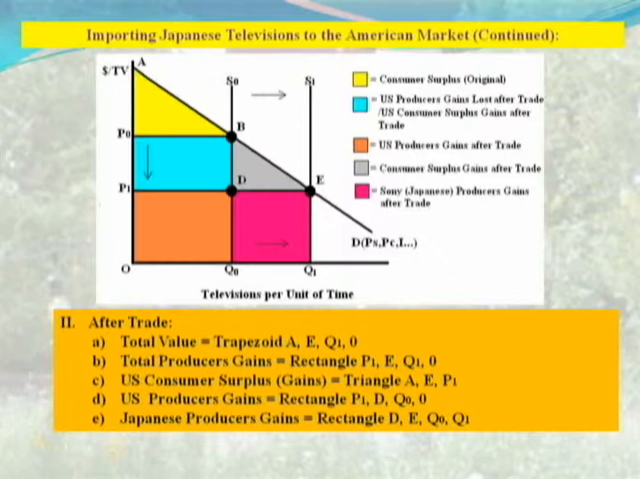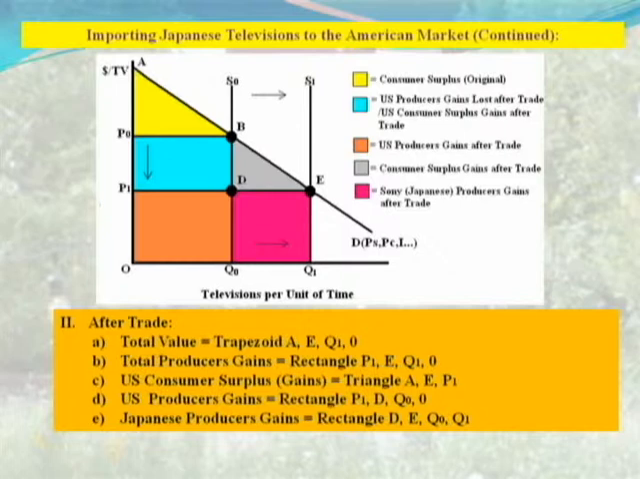The U.S. consumer surplus or gains equals the triangle A, E, and P sub 1, the lower price. So that U.S. consumer surplus or gain is more than before trade.